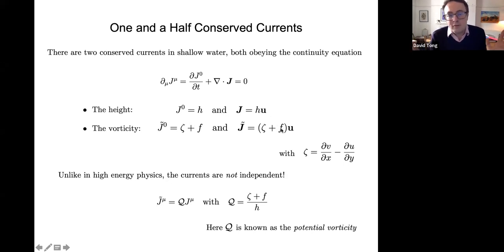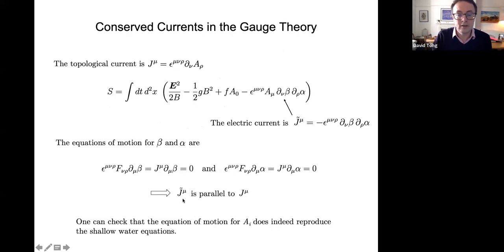I've never seen this before in a high energy physics example. It's always currents being completely independent. But somehow this is the key feature of the shallow water equations, that there are two currents, but they're parallel to each other. The proportionality constant is very famous in fluid dynamics. It's called the potential vorticity. And as you can see, it's just the ratio of the vorticity to the height.